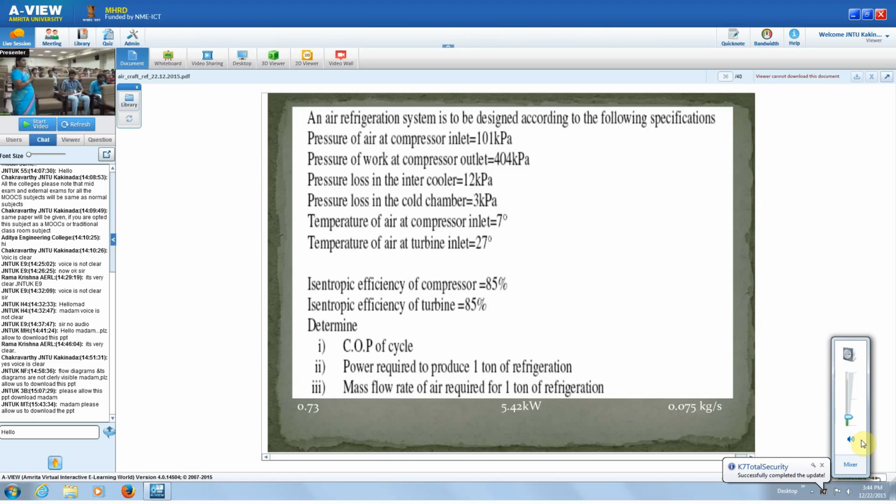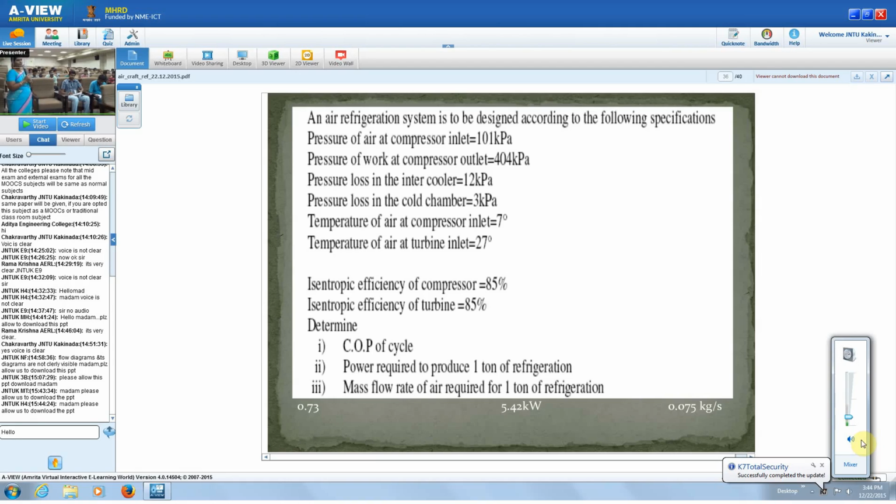The difference between the previous one and this is, in the previous problem the polytropic indexes are given for compression and expansion, whereas in this the isentropic efficiency of the compressor and turbine are given. With that you have to find out the actual exit temperature from the compressor and the actual exit temperature from the turbine.